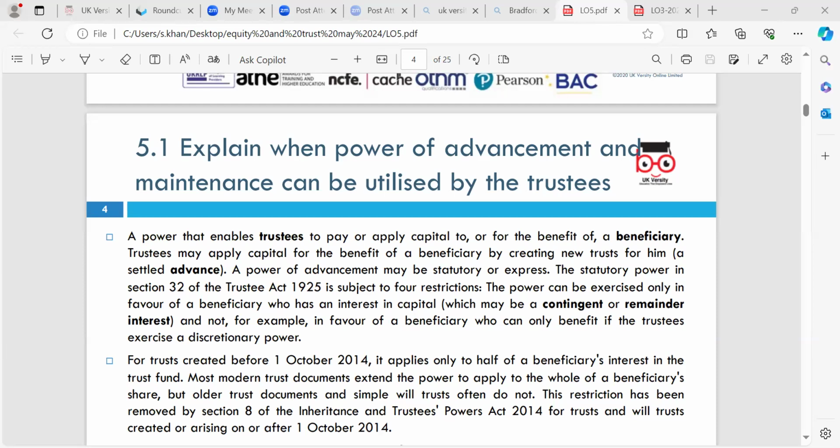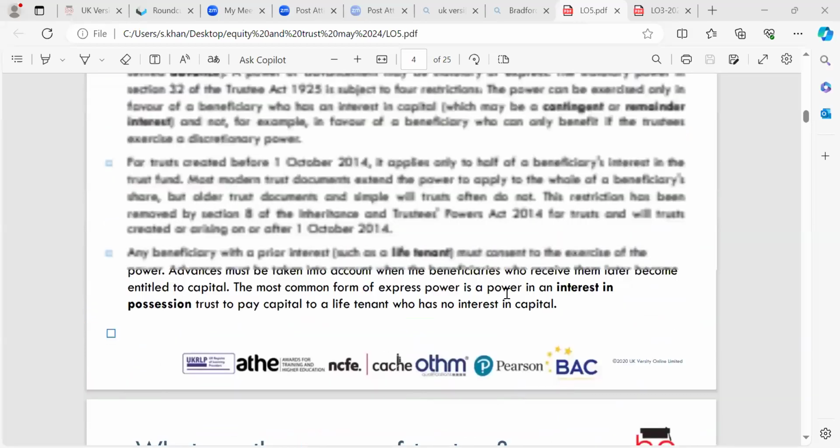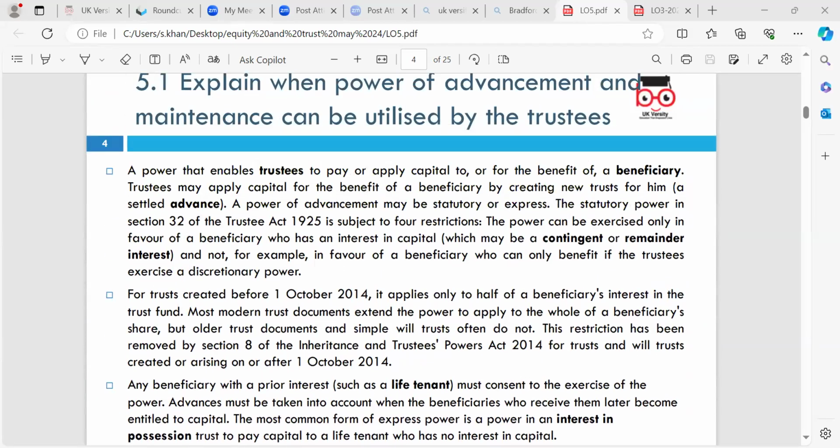Section 32 does not apply to discretionary trusts. In these types of trust, the beneficiaries do not have an interest in the capital, only the possibility of obtaining an interest. The trustees have a power of appointment and may choose to exercise their discretion in a beneficiary's favour to benefit them. The power of advancement does not apply to a life tenant of an interest in possession trust who only has an interest in their income. If they are given a separate interest in capital, then the trustee could make advancements in their favour.